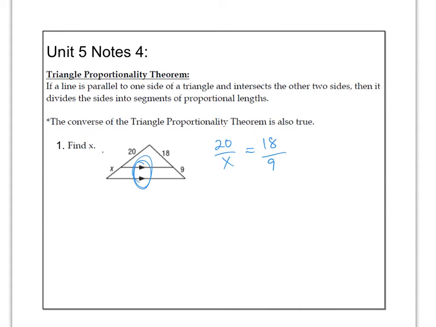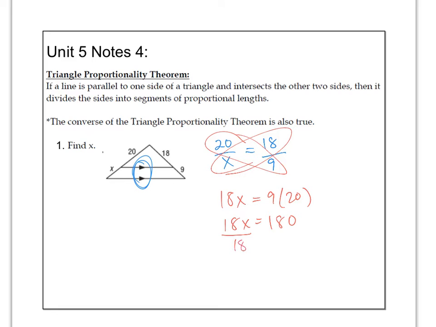Cross multiply. So we get 18x equals 9 times 20. 18x equals 180. Divide by 18, x equals 10. And it kind of makes sense now that you see it. 9 is half of 18, so 10 is half of 20.